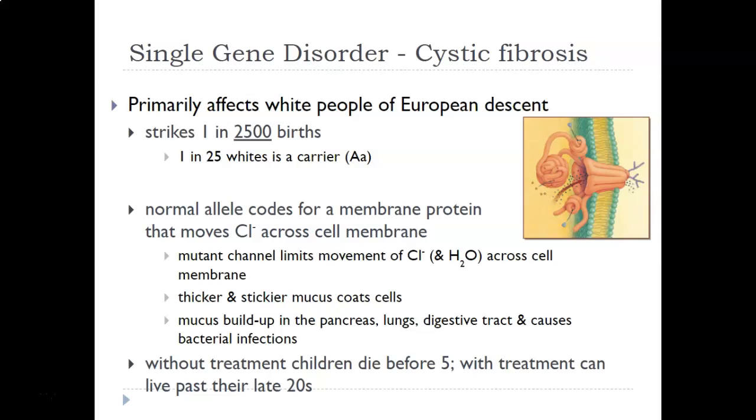What cystic fibrosis is all about is the ability to have a functioning protein that moves chloride, or salt, in your body across cell membranes. If you have a normal allele, you can move salt across cell membranes. When you move salt across membranes, you also bring water with you, because water is going to move to maintain homeostasis, or an equilibrium in your body.